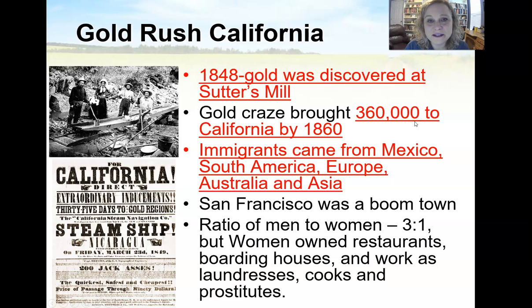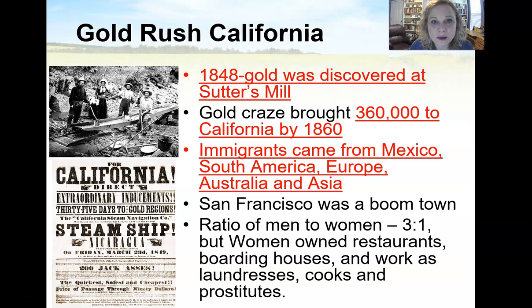gold is found in Sutter's Mill, an area very close to modern-day San Francisco. This causes a huge gold rush in California. That's why the San Francisco 49ers are named the 49ers, right? 1849 is when people flood into California, 360,000 people by 1860. Immigrants begin to flood into the United States from Mexico, South America, a lot from Asia, even Australia and Europe. San Francisco becomes an absolute boom town.